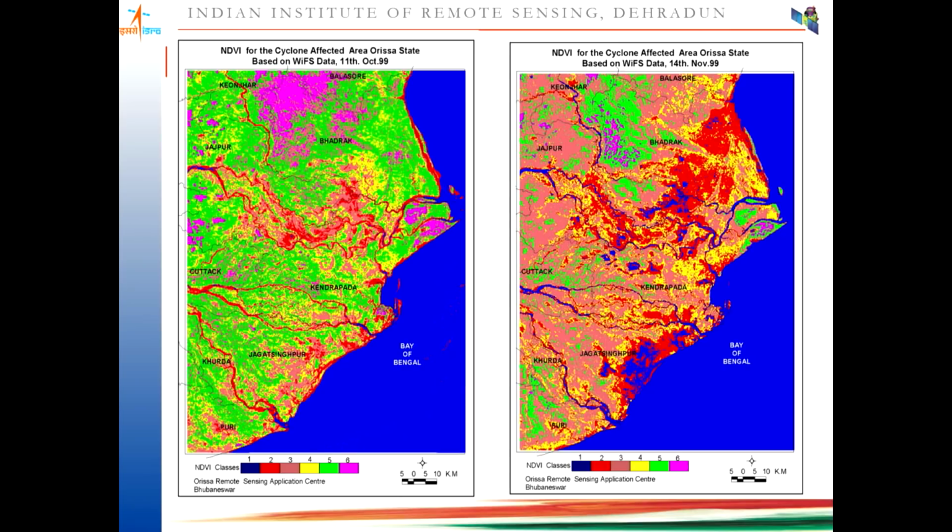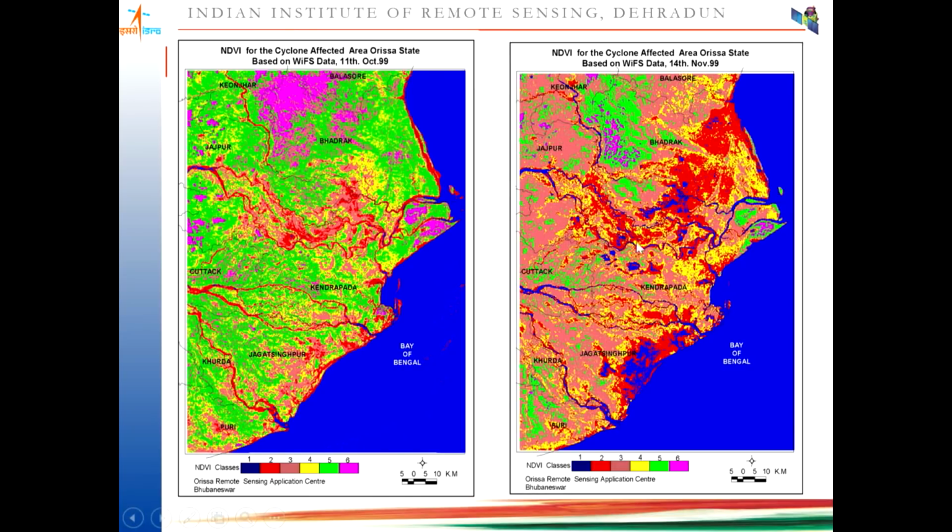You can see that on the Odisha coast, this is the Bhitarkanika mangrove. The values have been multiplied by 10 to get a whole number. The values here are all 6, and all the other coastal values, the green color values, are 5, so that is healthier vegetation. This is the pre-cyclone NDVI, based on the WiFS data, from 11th October 1999. But the same area after the cyclone, this is the data from 14 November.